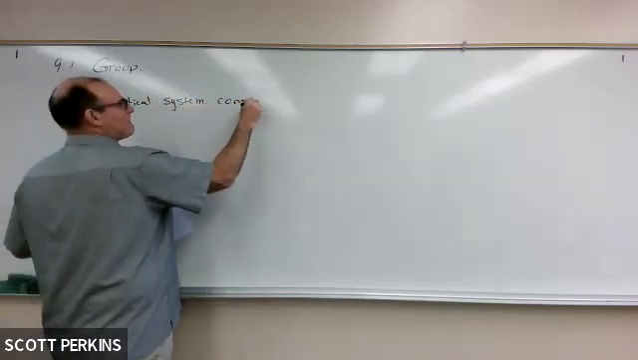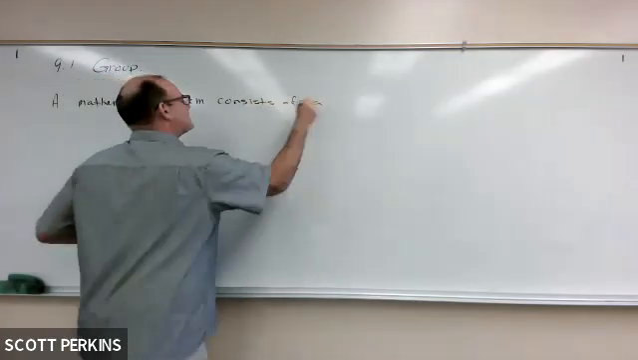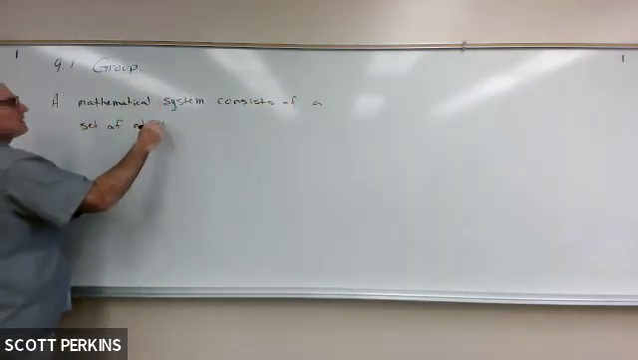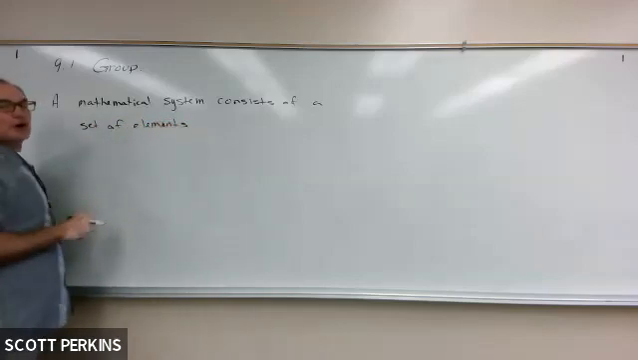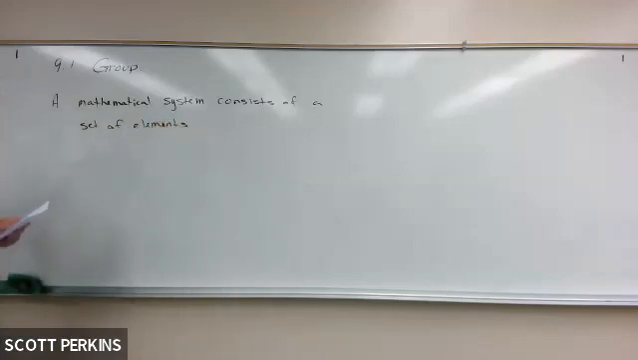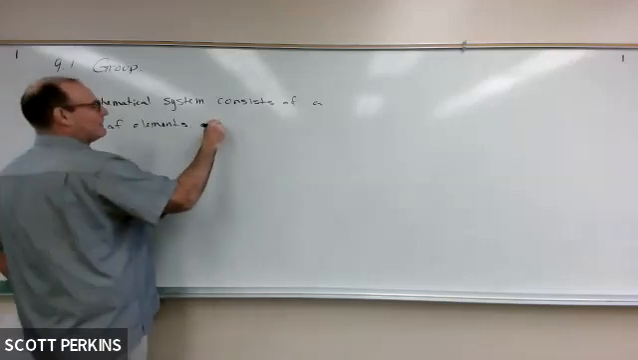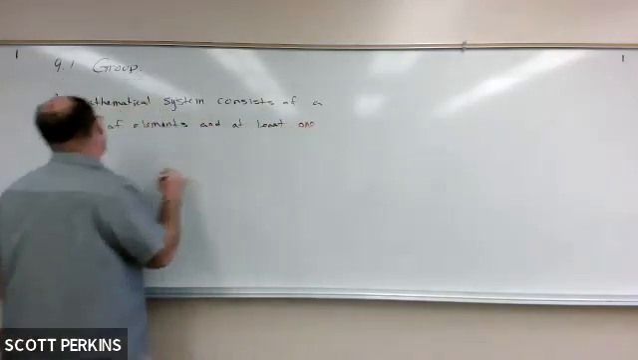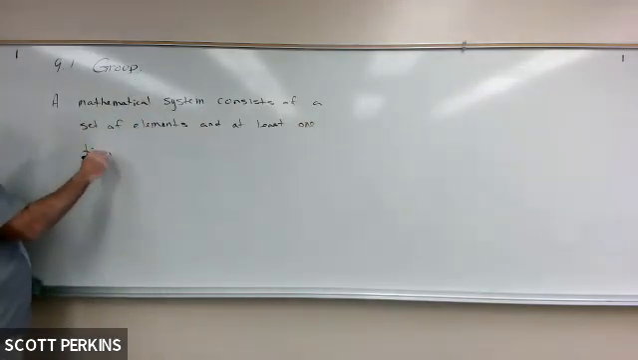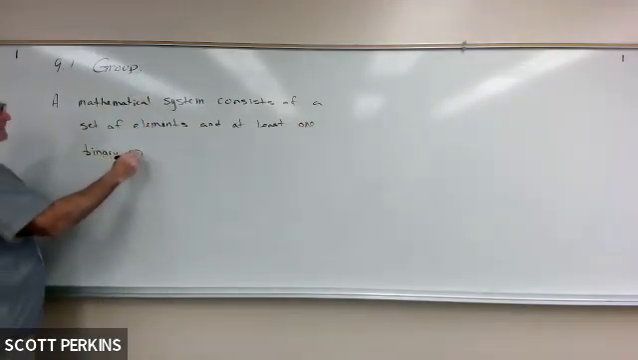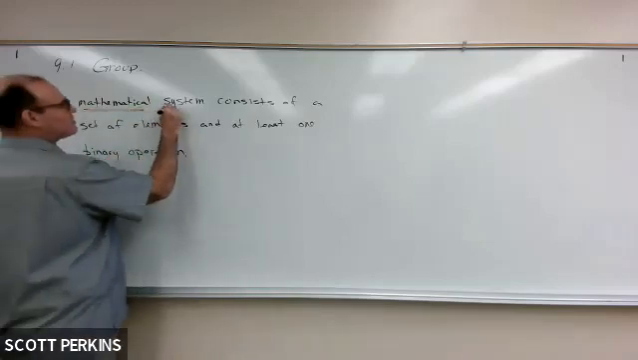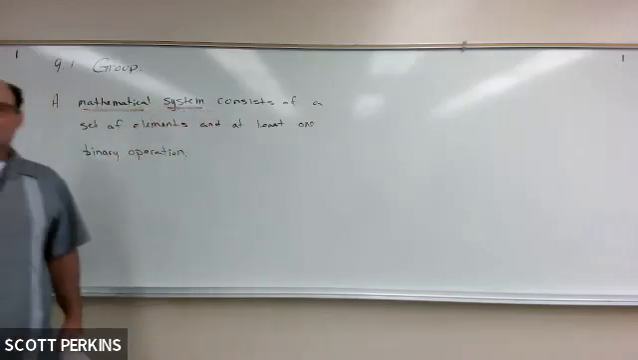consists of a set of elements that can either be as large or as small as you can think of, and at least one, what's called a binary operation. I'm going to define that for you in a minute. So that's the definition of what a mathematical system is.